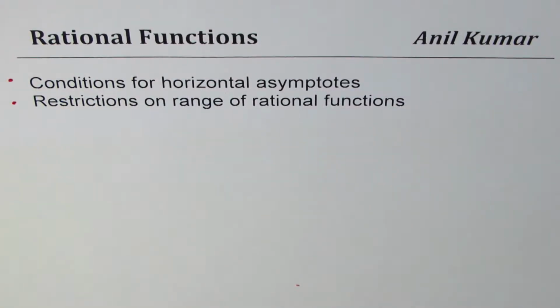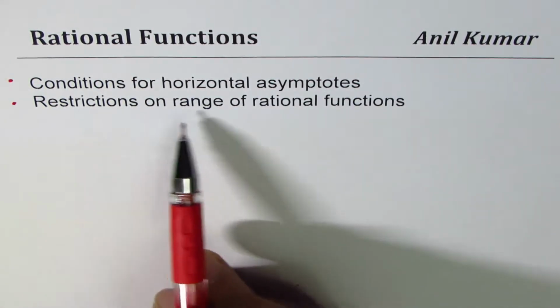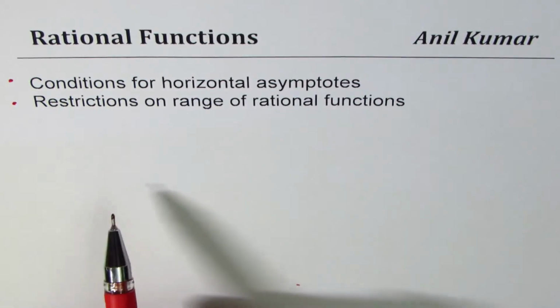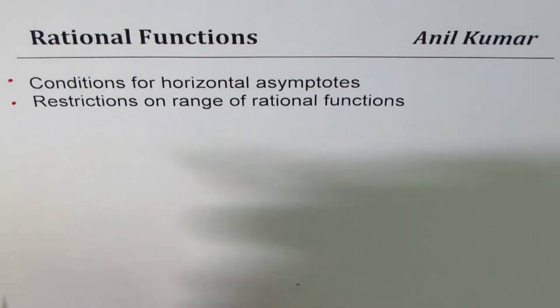I'm Anil Kumar, and in this video we'll discuss conditions for horizontal asymptote and restrictions on the range of rational functions. Now, these two are very related topics. We'll do it with the help of examples.